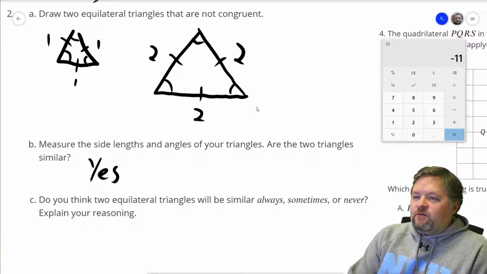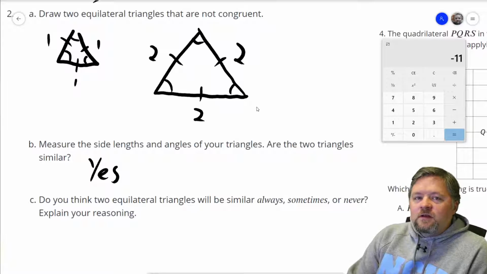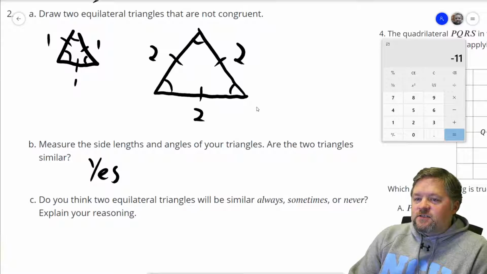Yes, because even without measuring these angles, if they're equilateral, all the angles have to be the same. They have to add up to 180 degrees, and 180 divided by 3 is 60. So all the angles are 60. Are the two triangles similar? Yes, they are.